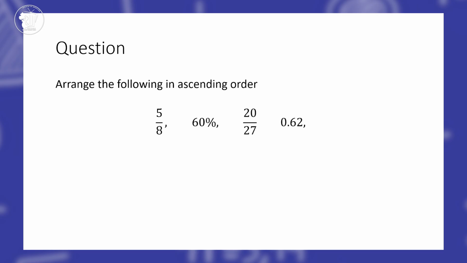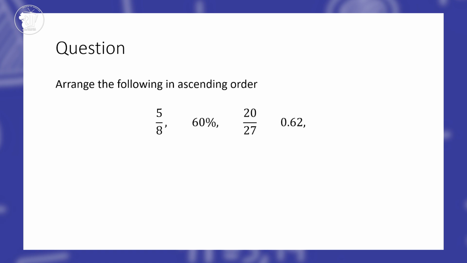So we have 5 over 8, 60%, 20 over 27, and 0.62. We want to arrange these here in ascending order. The best thing to do, since they are in different forms, and we can't really compare, I mean we can, but we may be guessing at some point.